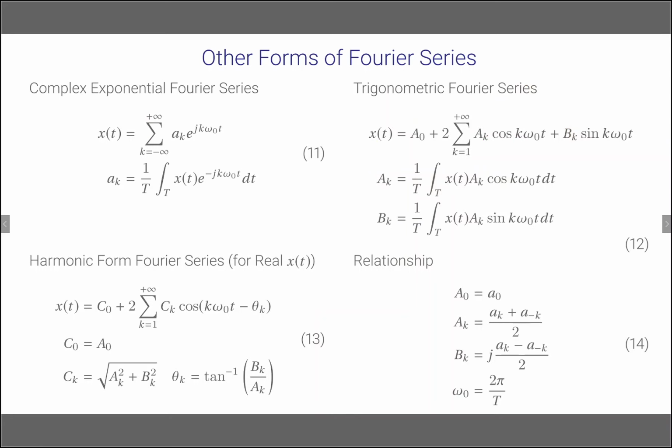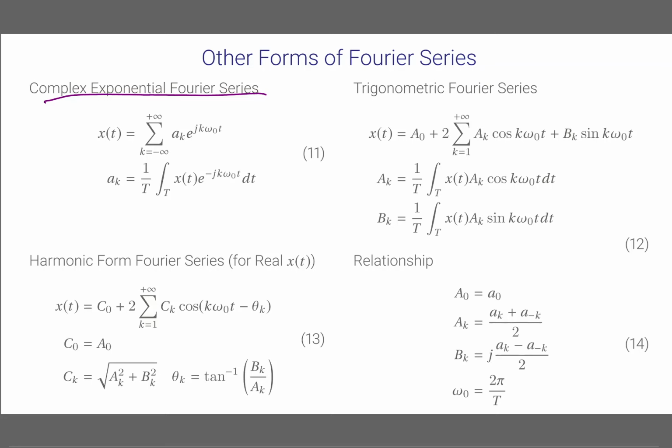Okay, then there are these other forms of the Fourier series. It is very important to know these things also, and the relationship between them and the complex exponential Fourier series that we studied. The complex exponential Fourier series has the form x(t) equals sum over k from minus infinity to infinity of ak e to the power of jk omega naught t. And we compute ak by 1 over T integral over one period of x(t) e to the power of minus jk omega naught t dt.